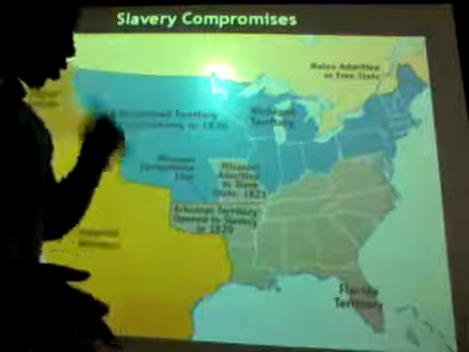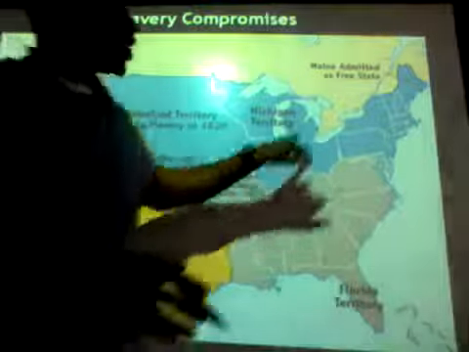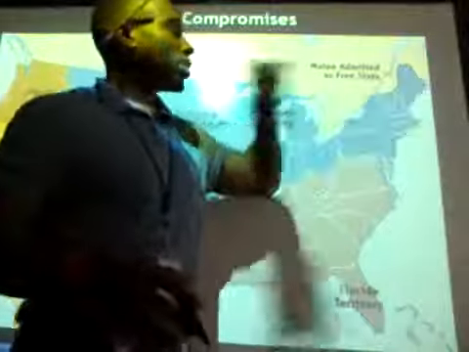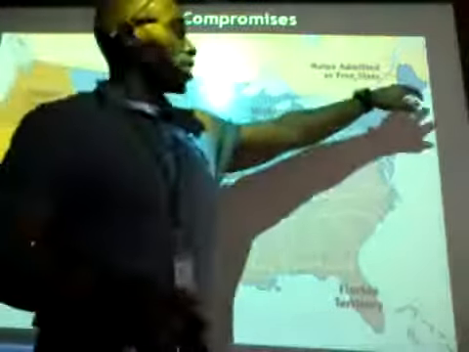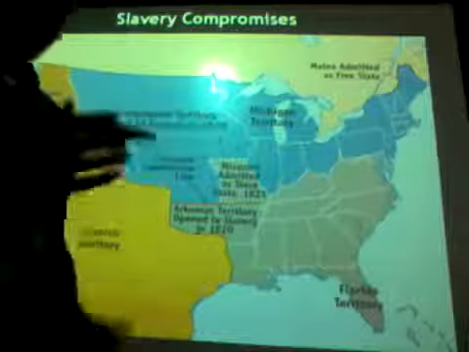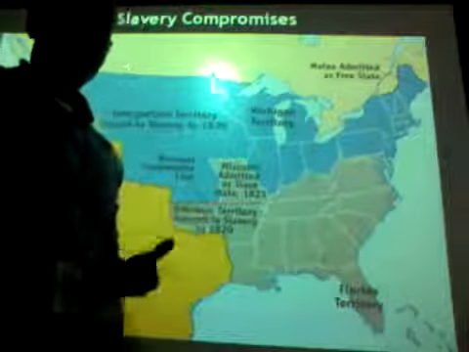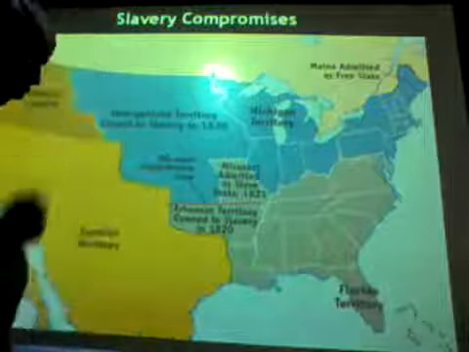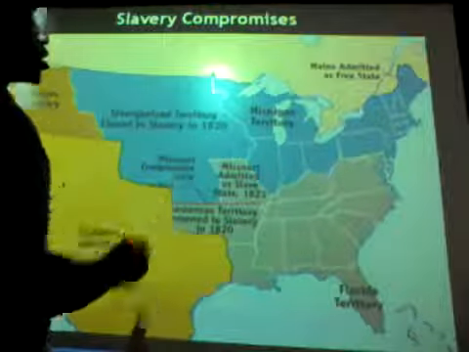What about us? So they admit Missouri as a slave state, and then they also admit Maine as a free state. All right, before this, Maine was a part of Massachusetts, and they separated and formed their own state and became free. So now in Congress, there's still a balance. You have a good balance of free and slave. Neither is overpowering the other.